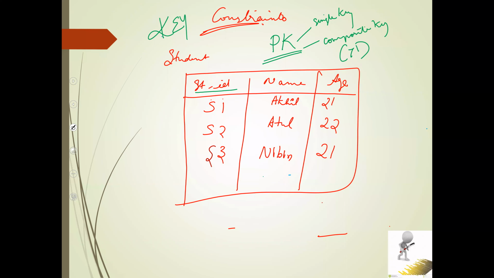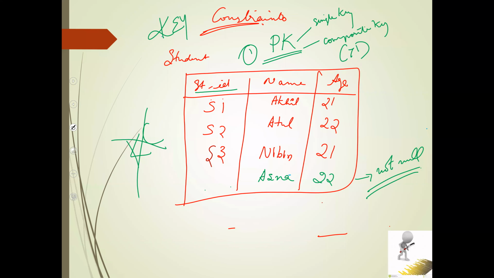And imagine I need to enter the details of Asana. Asana, 22. Look here. I have not entered anything in my student ID. This is not permissible. It should have a primary key, and the primary key can never be null. It should always be not null. So your key constraint talks about both these. One is you should have a primary key. It can either be a single key or a composite key. And the primary key should not have a null value. So this particular table with Asana's detail over here with nothing as the student ID, the key constraint is not satisfied.